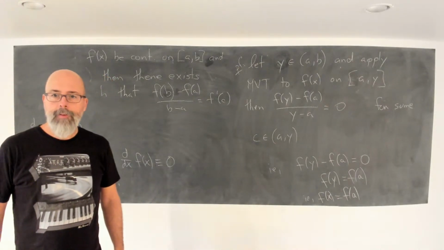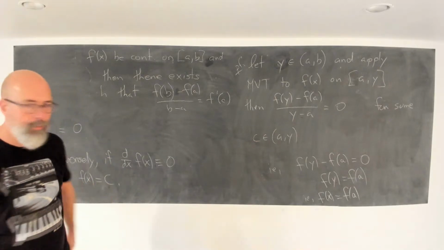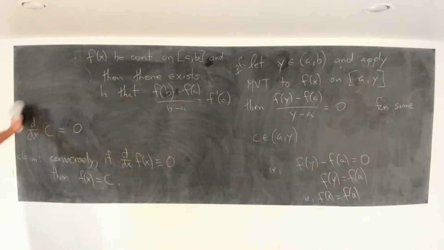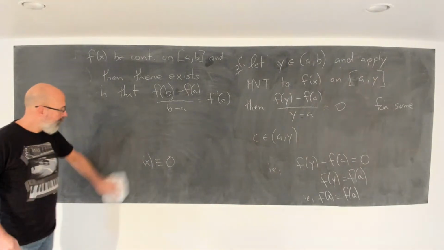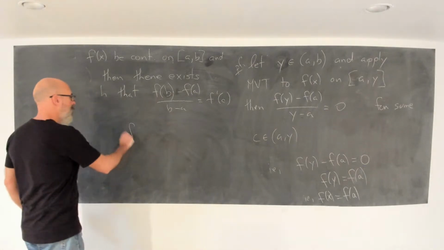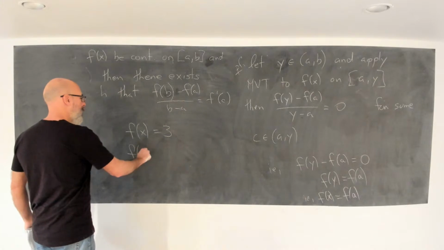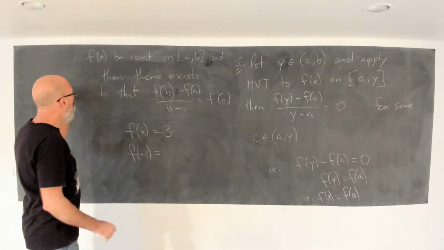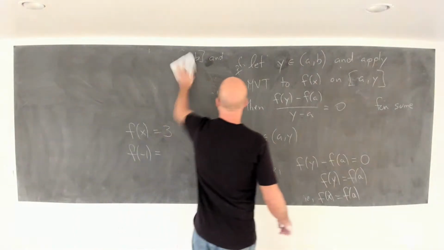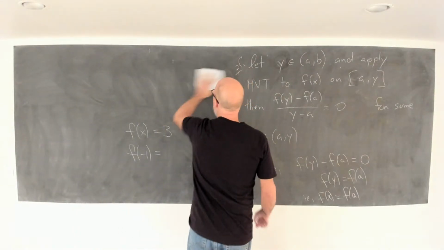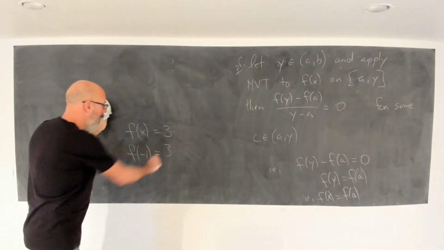If f is a constant, how can we find f of a? Well, you know how to do that. That's trivial. Take an example. If f of x is 3, what is f of minus 1? It's also 3, exactly that.